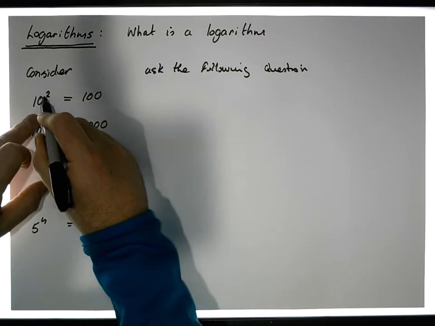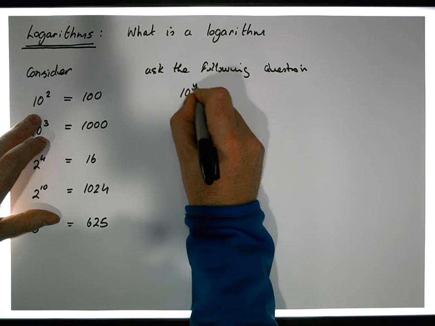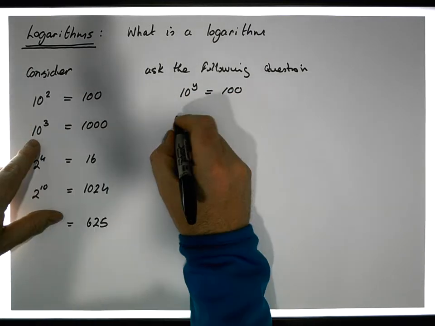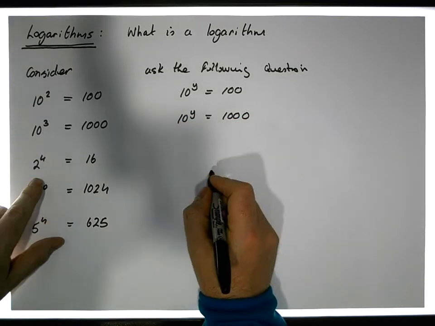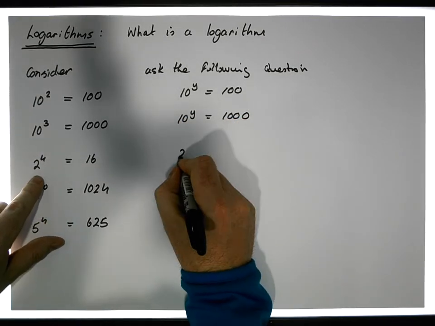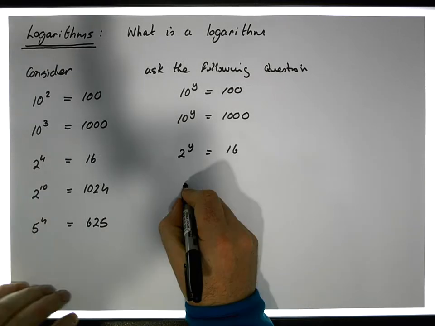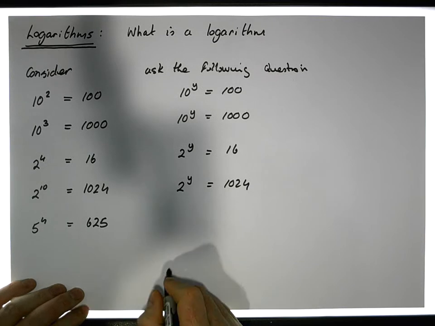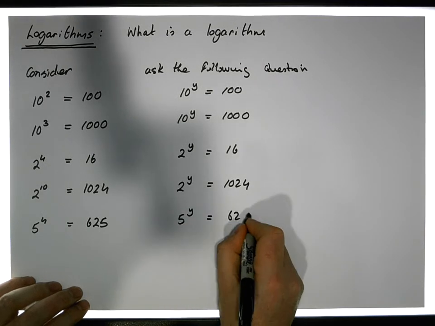What should the power be? What should the exponent be? What should y be in order to get 100? Okay. What should y be in order to get 1,000? If the base is 2, what should y be in order to get 16? If the base is 2, what should y be in order to get 1,024? If the base is 5, what should y be to get 625?